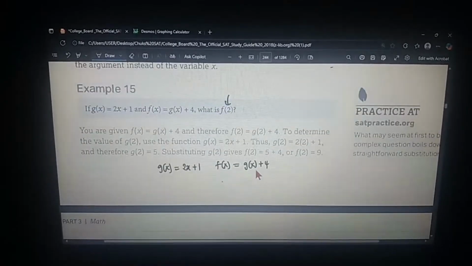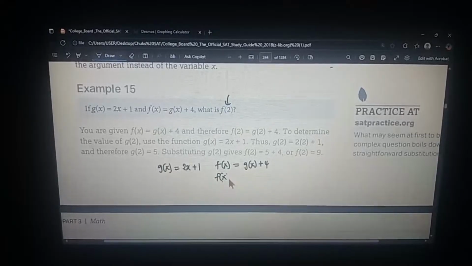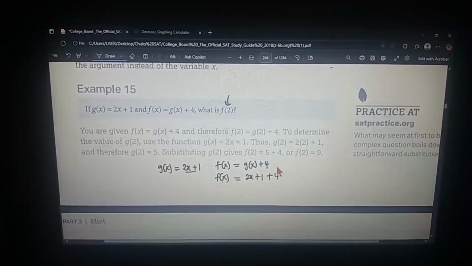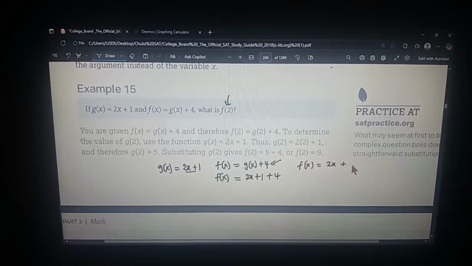You should know that f of 2 will be obtained from f of x. So before we even start finding f of 2, it makes sense that we simplify f of x properly, because we already know what g of x is. Instead of writing g of x, I will just replace it with 2x plus 1, then plus the 4 that was here earlier. So f of x is equal to 2x plus 5, right?